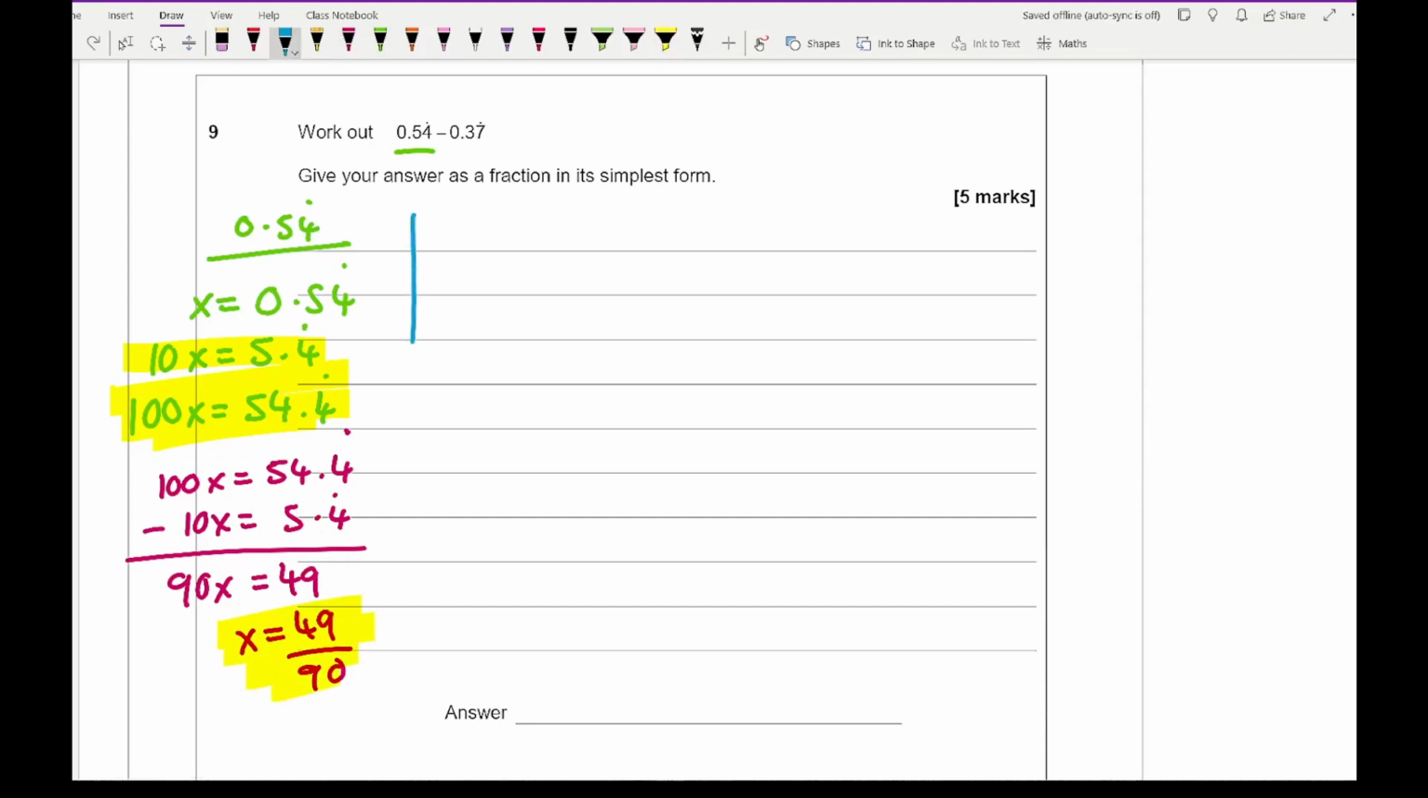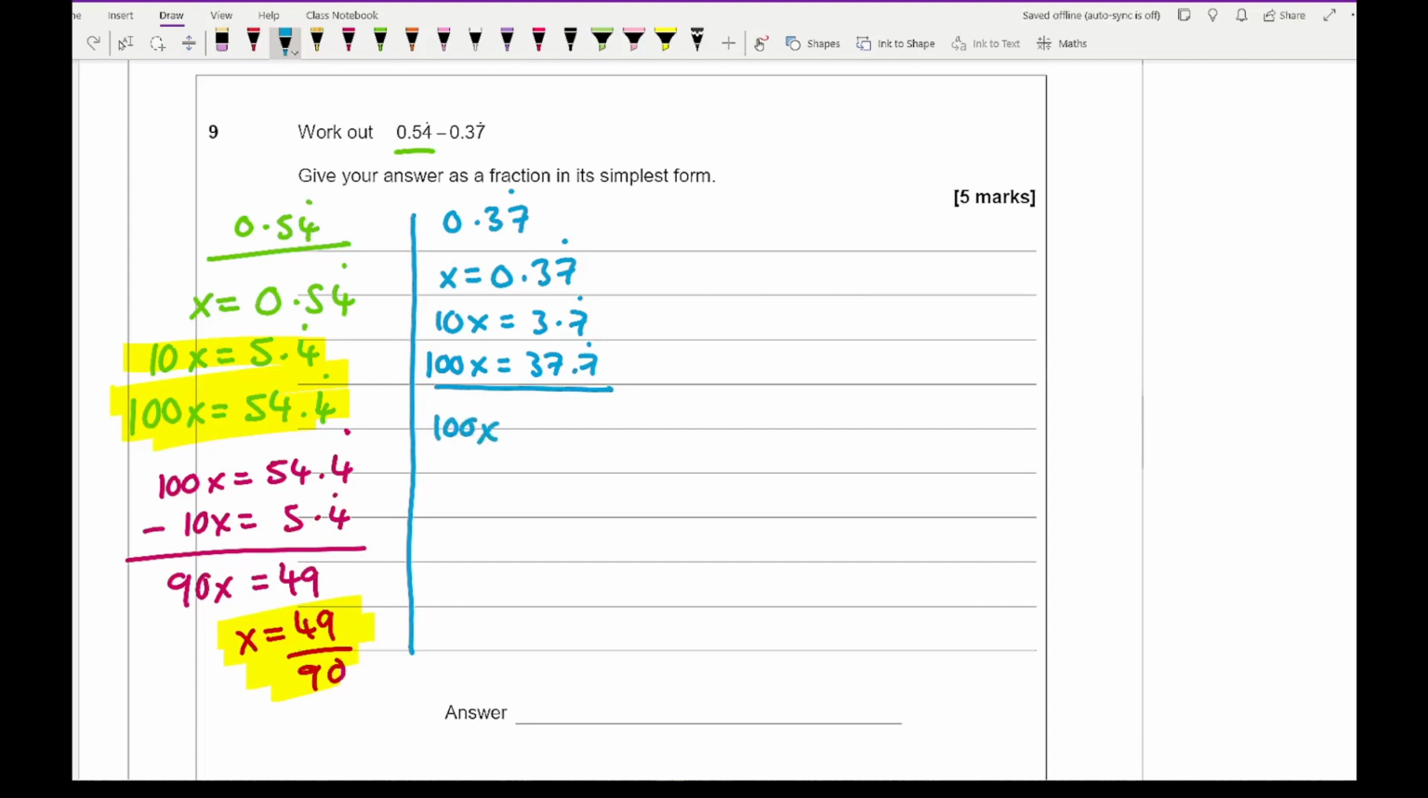Now the next thing for me then to move on to is 0.37 recurring. So again, going through the same notions, multiply it by 10 and I get 3.7 recurring, multiply by 100 and I get 37.7 recurring. So then using those two, I get 100x equals 37.7, 10x equals 3.7 recurring. Take the two things away, 90x equals 34, so x equals 34 over 90.